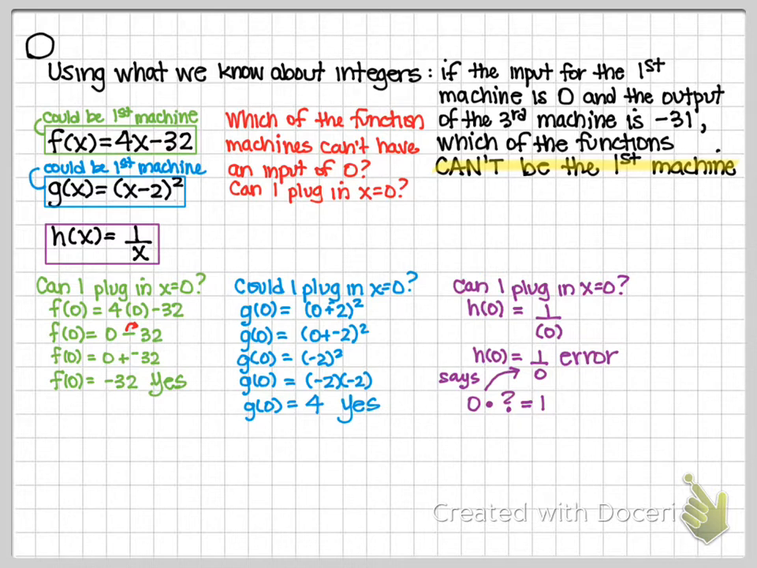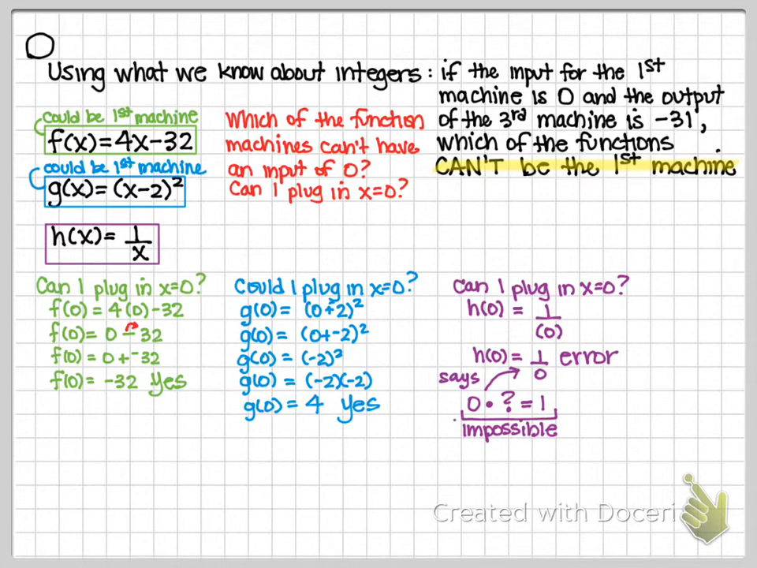I can't think of a single thing in this world that if I do 0 times it, I'm going to get 1. Every single time I take a number and I times it by 0, I'm going to get 0 for sure. So this thing, that's impossible. That can't be done.